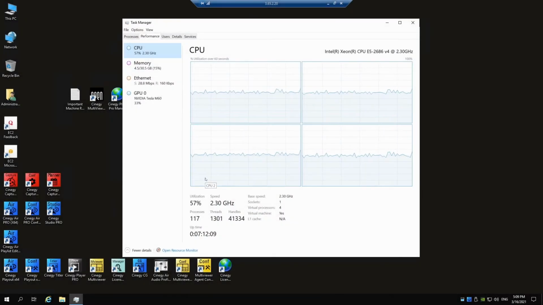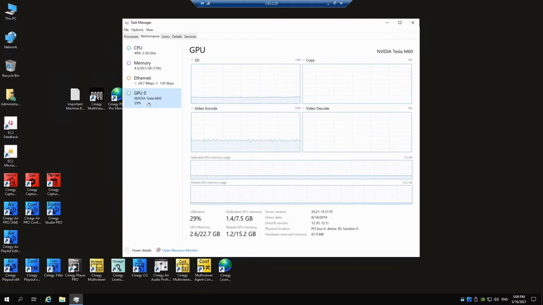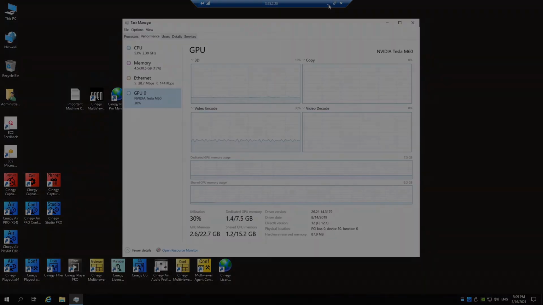Okay, so having moved up to two HD engines running with two simultaneous HD outputs, we can see that the CPU loading has increased to, on average, 50% utilization. And moving over onto the GPU, we can see that the video encode has gone up to, on average, about 30%. So not quite a doubling of load.